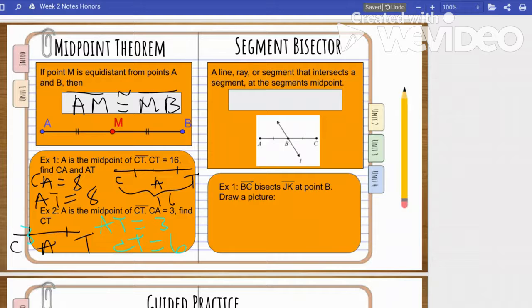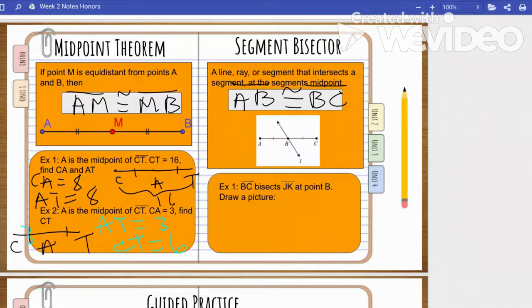So if you look here, a line or ray or a segment that intersects a segment at the segment's midpoint is called a segment bisector. So if you look at our picture, we have line L. It's going through midpoint B, but if you look at this picture, you've got the hash marks on it. So we know line segment AB is still congruent to line segment BC.